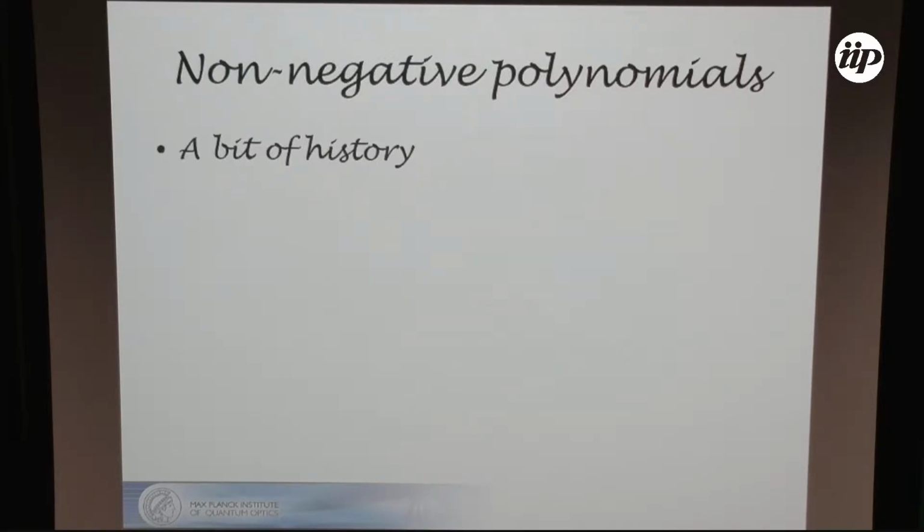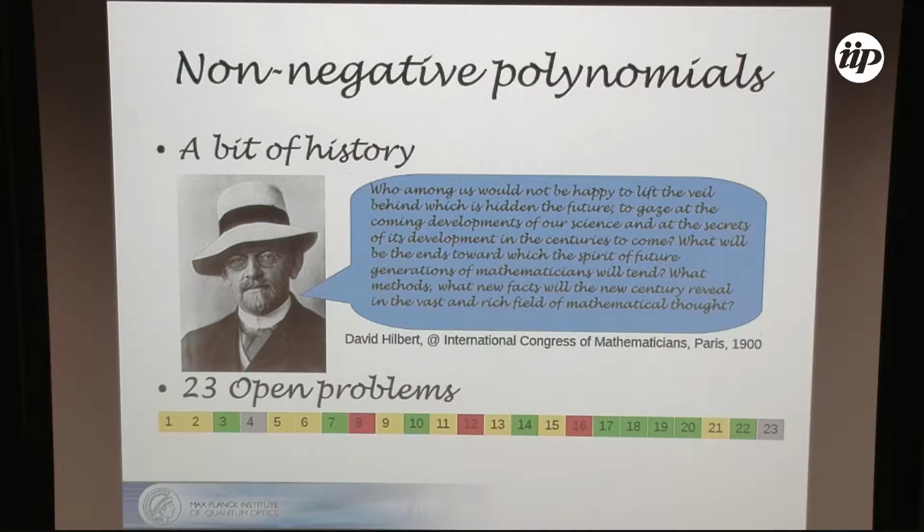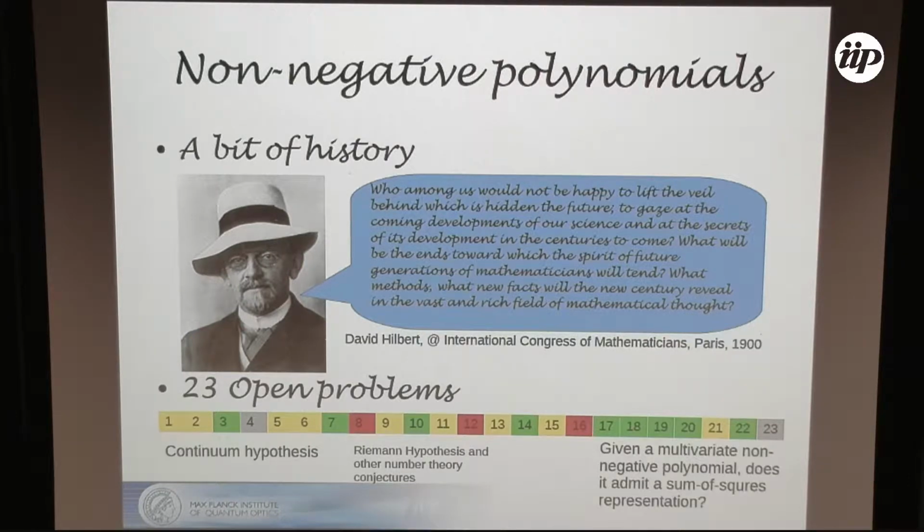So also a bit of history, non-negative polynomials. So this goes back to David Hilbert that, well, in very poetic terms, he proposed in 1900 a list of 23 open problems that were very important at that time. So for instance, the first one is the continuum hypothesis, right? The 8th is the Riemann hypothesis and something else because it was too easy, right? Only the Riemann hypothesis. And the 17th is the one that is related to non-negative polynomials, right?